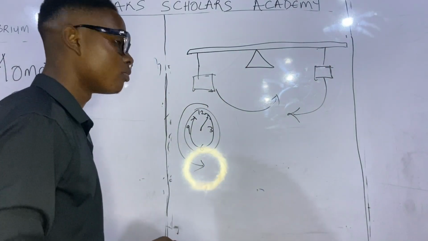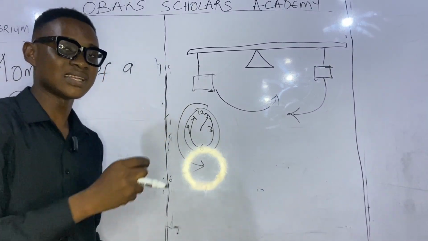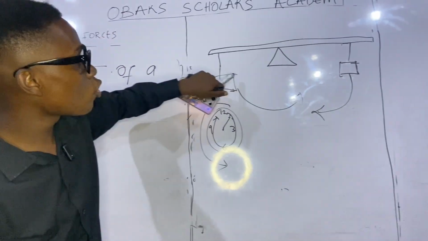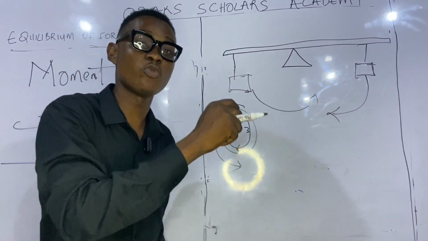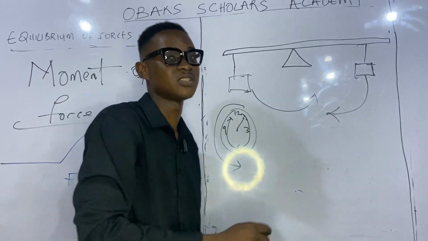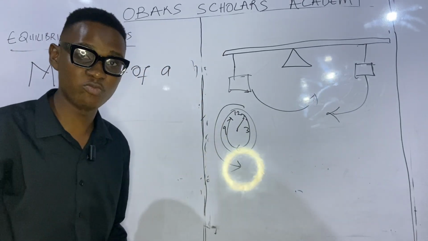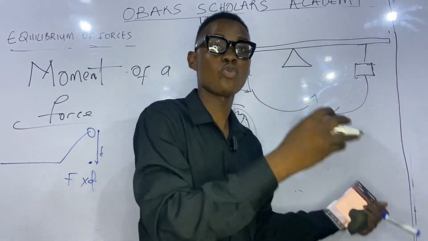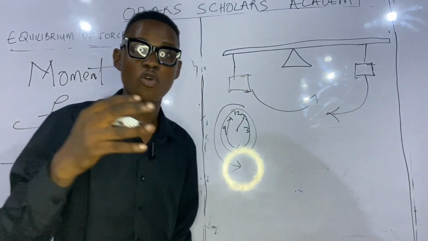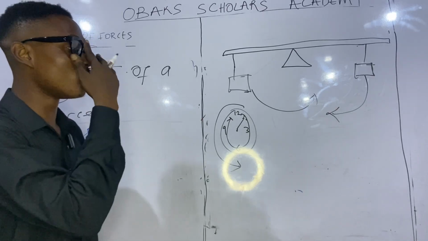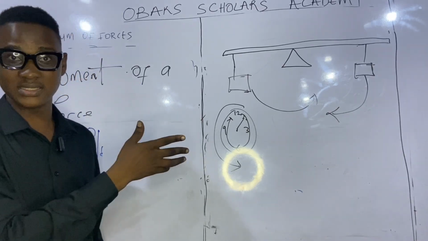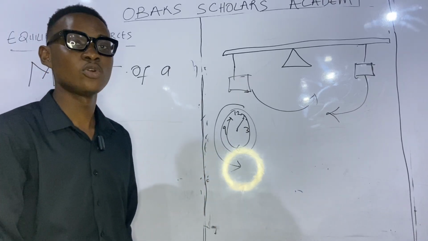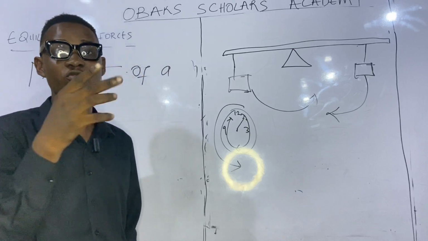disrupt the equilibrium. But the principle of moments says that for this body to be in equilibrium, the sum of clockwise moments must be equal to the sum of anti-clockwise moments. Do you understand? So that's what the principle of moments says. It's that simple. Through this principle, we can determine the mass or the weight of unknown objects.